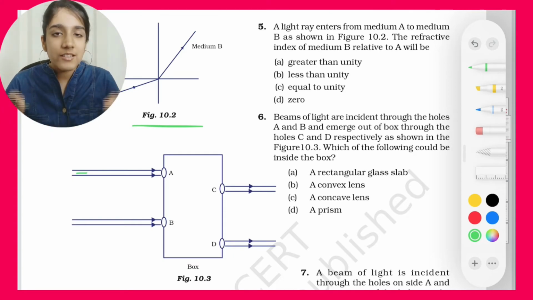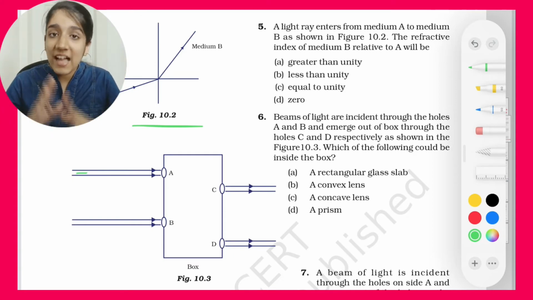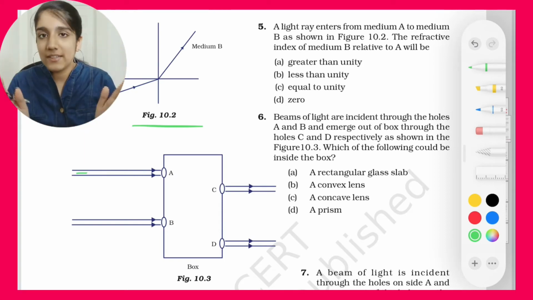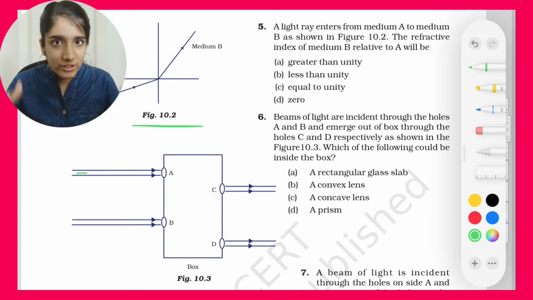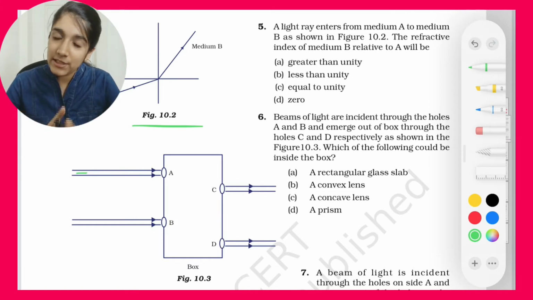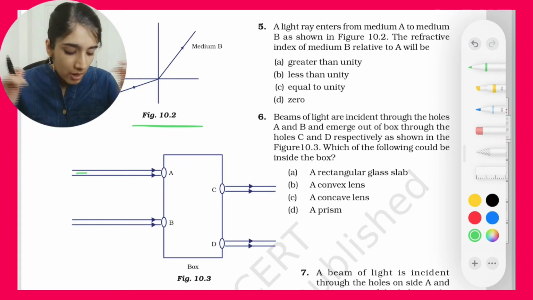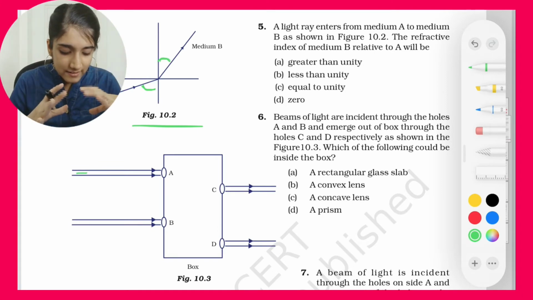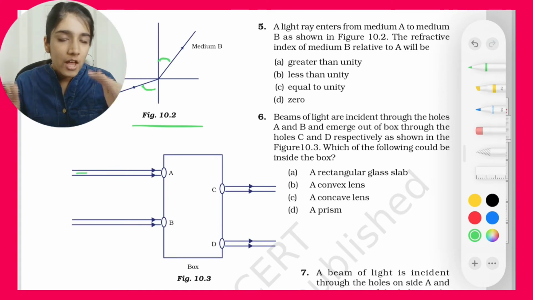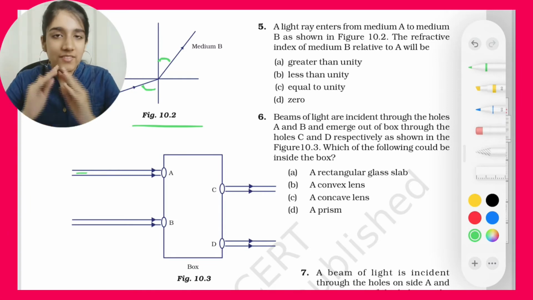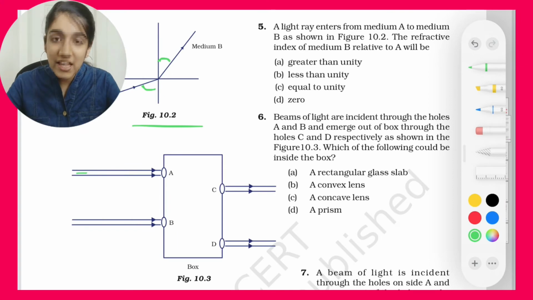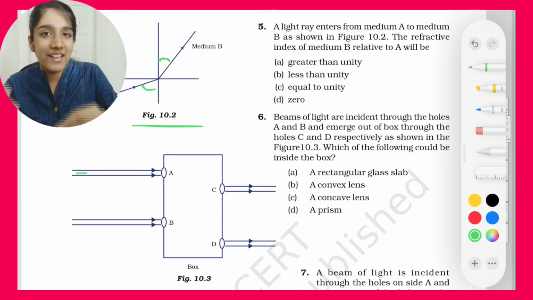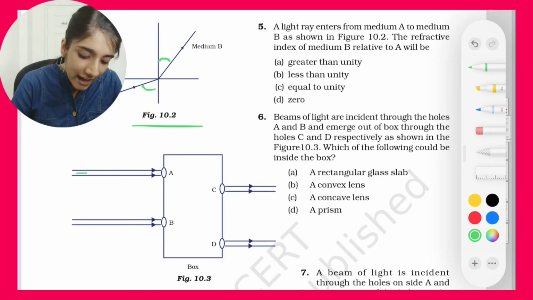So we can judge this by just remembering one thing, that if the light ray is going from a rarer medium to a denser medium, the refractive index will be more than 1, and if the light ray is going from a denser medium to a rarer medium, means the vice versa, then it will be less than 1. Okay, so let's observe this case. This is the angle of incidence and this is the angle of refraction. So if you can see, the angle of incidence is greater than the angle of refraction. That is, the refracted ray is bending towards the normal. That means the light's speed is decreasing and it is going from a rarer medium to a denser medium. So here we will be getting the answer as greater than unity.